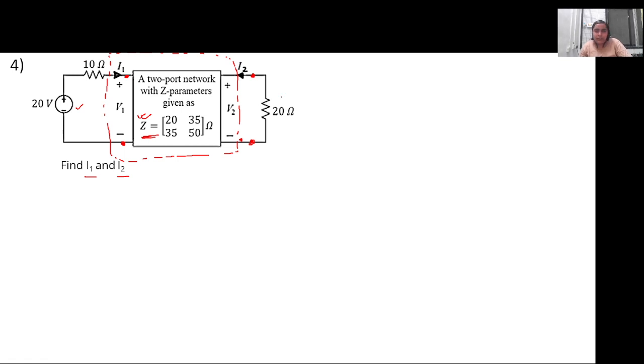So let's start. Here, since the two-port conditions are valid, V1 is equal to Z11 I1, which is 20 into I1, since the Z parameters are given in the circuit, plus 35 into I2. V2 will be 35 into I1 plus 50 into I2, right? These are the two-port conditions that will always be there.